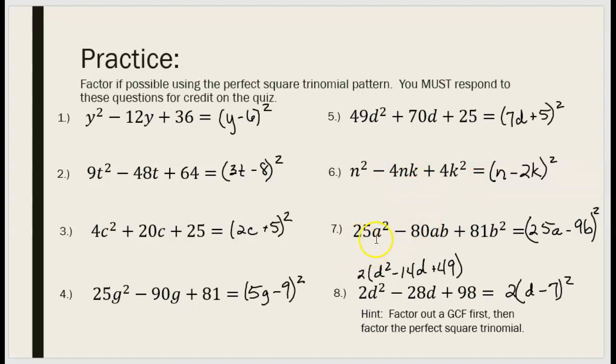Number 7, square root of 25a squared is, whoops, do you see that? I messed that up. I wrote this out right before I started recording this video, and I wrote down the wrong thing. All right, square root of 25a squared is 5a. Square root of 81b squared is 9b. This sign is a minus, which means I have to have a minus in my parentheses. Let's double check my middle term. 9 times 5 is 45, and 45 doubled, or 45 times 2, is 90ab.